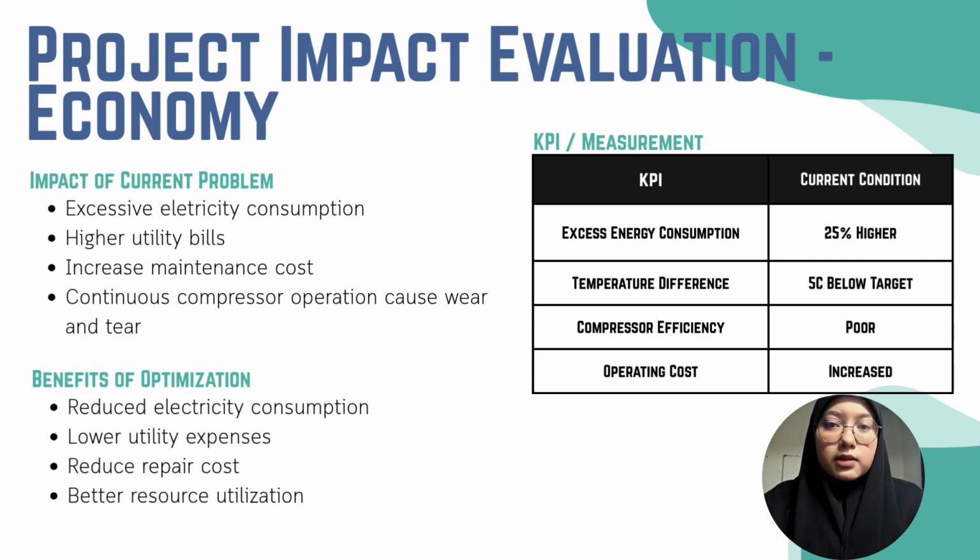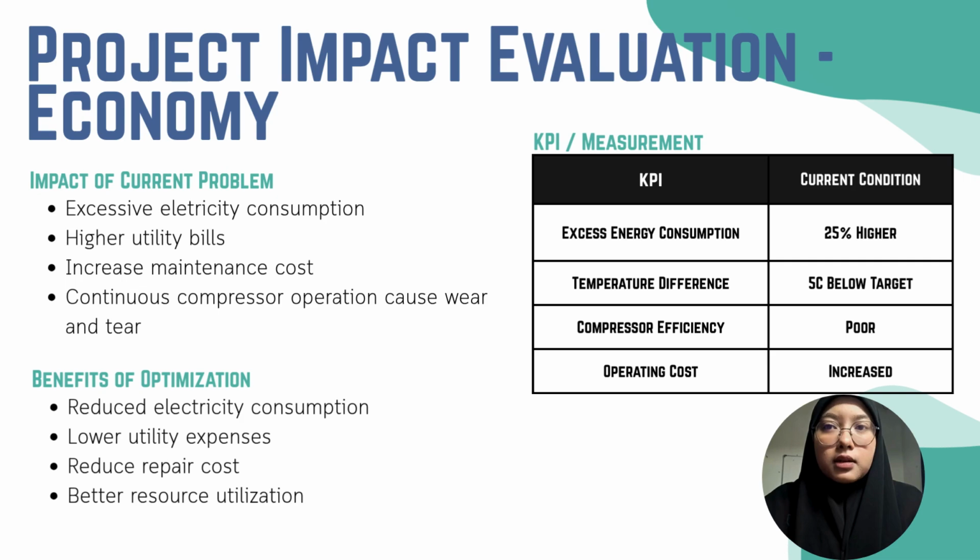The KPI measurement includes excess energy consumption, temperature difference, compressor efficiency, and operating costs. In excessive energy consumption, it was 25% higher than it should be, and the temperature difference is at least 4 to 5 degrees Celsius below the target. For the compressor efficiency, it has poor efficiency because it is continuously working. For the operating cost, it will be higher.